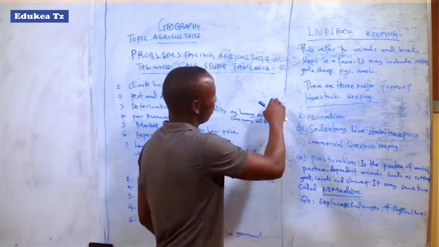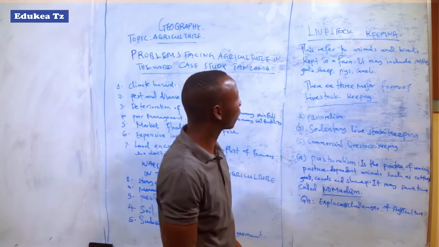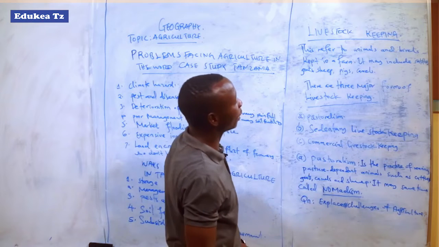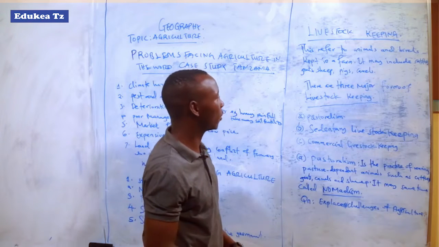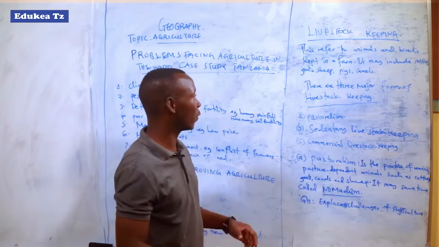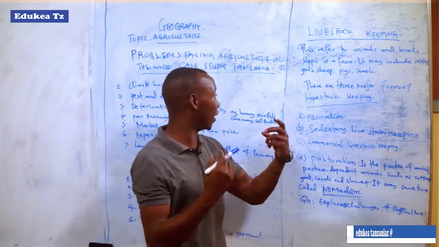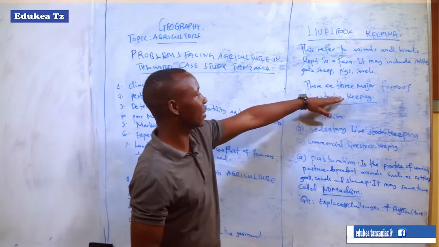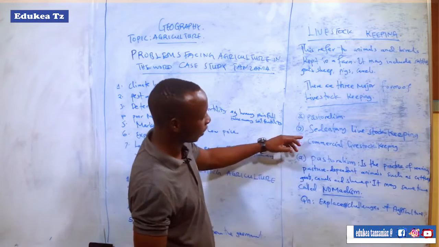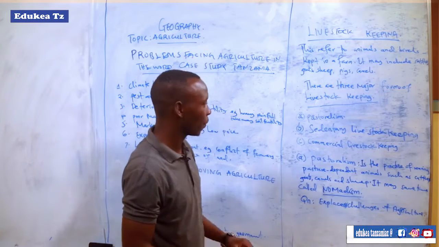So after that, let us see the so-called livestock keeping. Livestock keeping refers to the animals and birds kept in a farm, and it may include cattle, goats, sheep, pigs, camels, and so on. Livestock keeping is part of agriculture, because we have said agriculture involves crop cultivation and animal keeping. There are three major forms of livestock keeping. First is pastoralism, second is sedentary livestock keeping, and third is commercial livestock keeping.